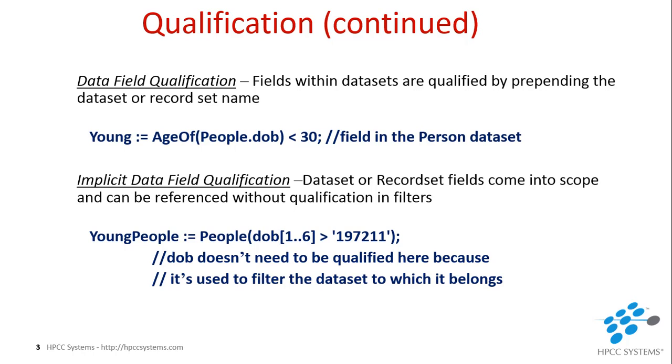Now, when a field name is in line with a data set or record set field, qualification is not needed when those data set and record set fields come into scope. For example, here we have a definition called young people, and it's defined as the people record set using the date of birth and index into the date of birth greater than 1972-11. So in this example, the date of birth doesn't need to be qualified here because it is used to filter the data set to which it belongs.